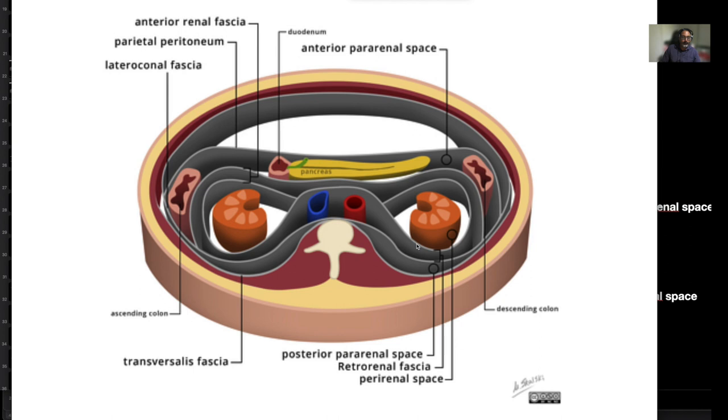You can't really see these spaces very well in CT unless there's edema or fat, but you can see them in dissection. And that's the peritoneum. All these structures, the descending colon, ascending colon, kidneys, pancreas, and the IVC, are retroperitoneal. But for some reason, the kidney has several layers, one here and then one here, and then there's a lumbar fascia here.